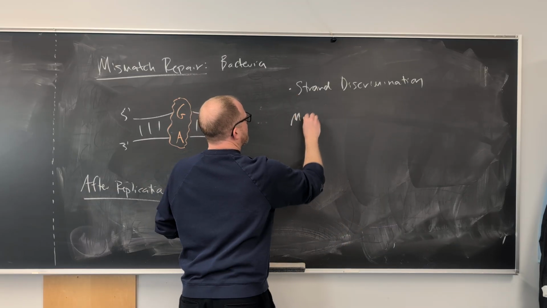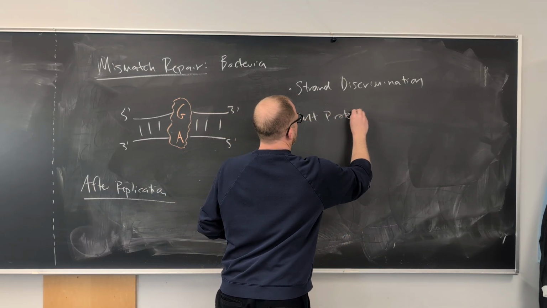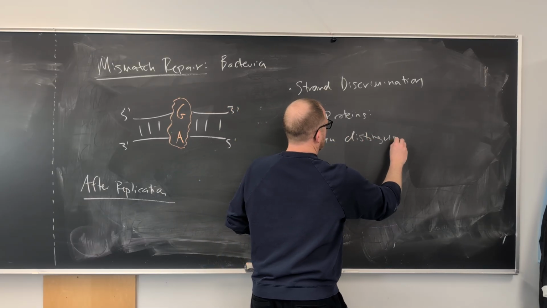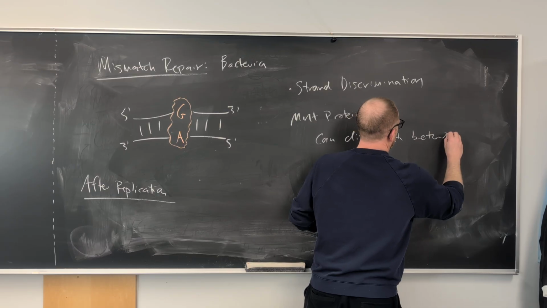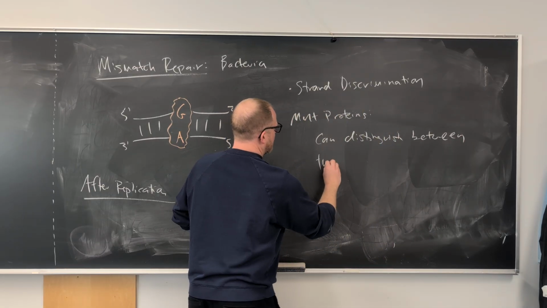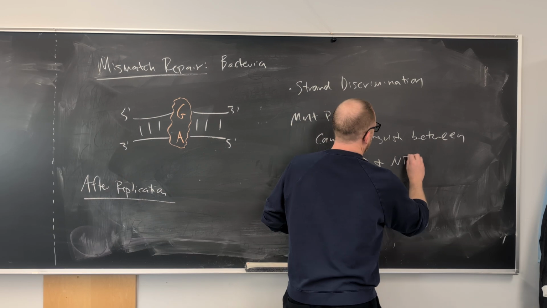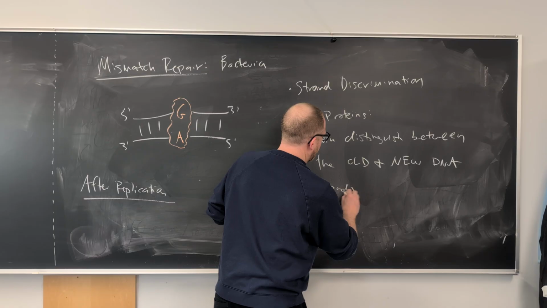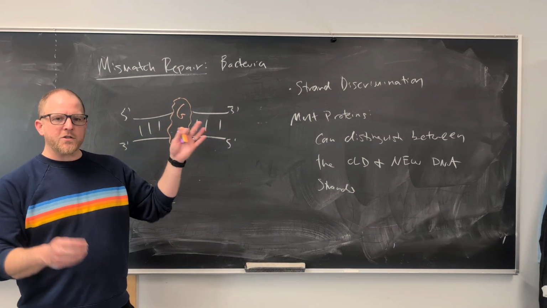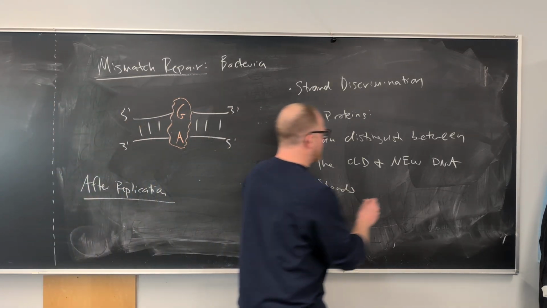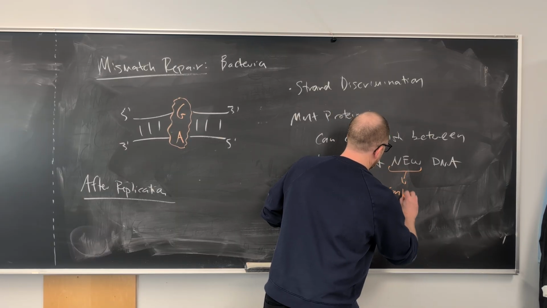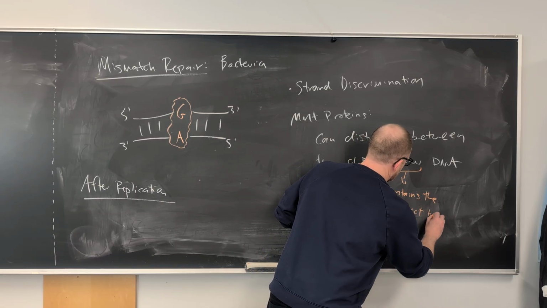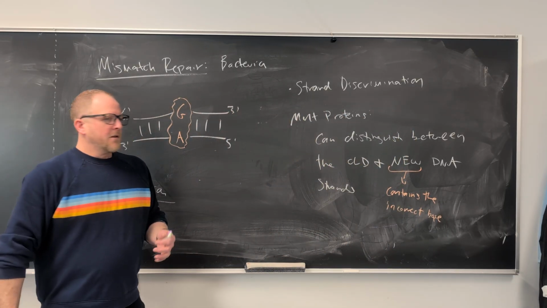Okay, and what this means is these Mut proteins can distinguish between the old and new DNA strands. The idea here being that the old strand contains the correct base, and the new strand is what contains the incorrect base. Okay? So what is this mechanism?